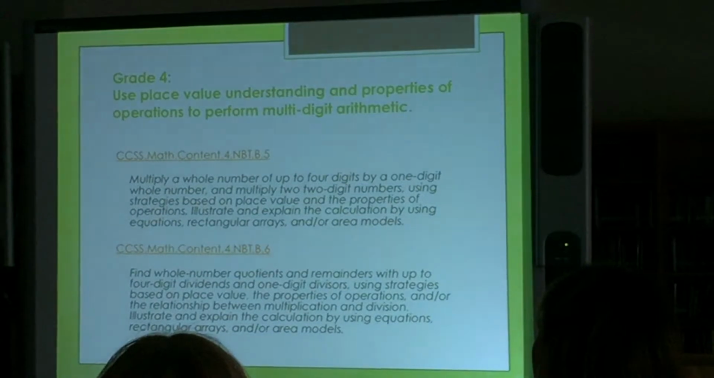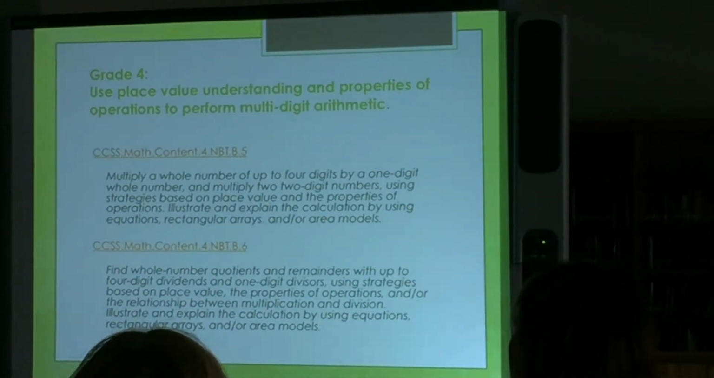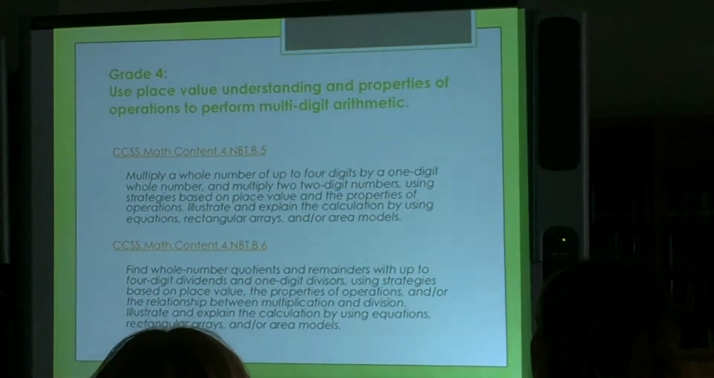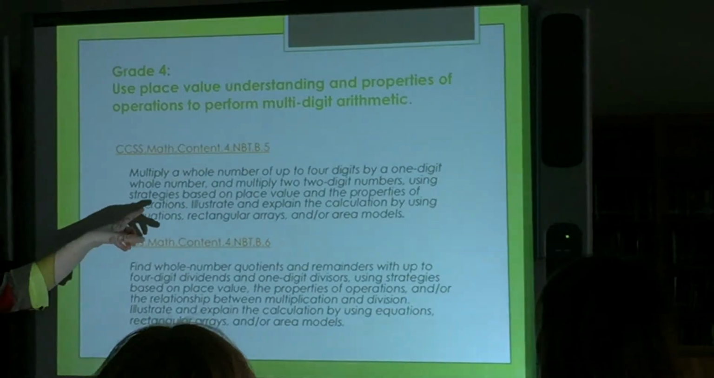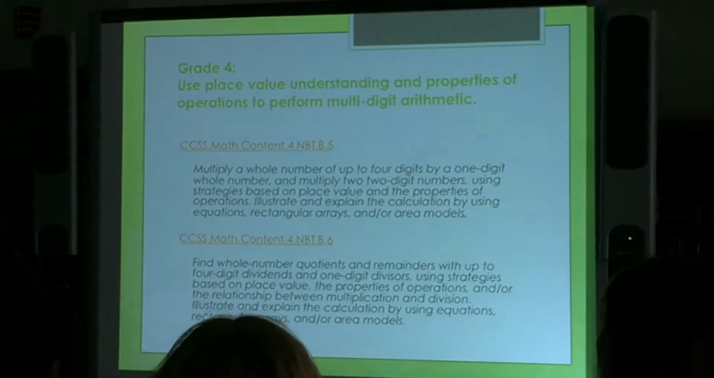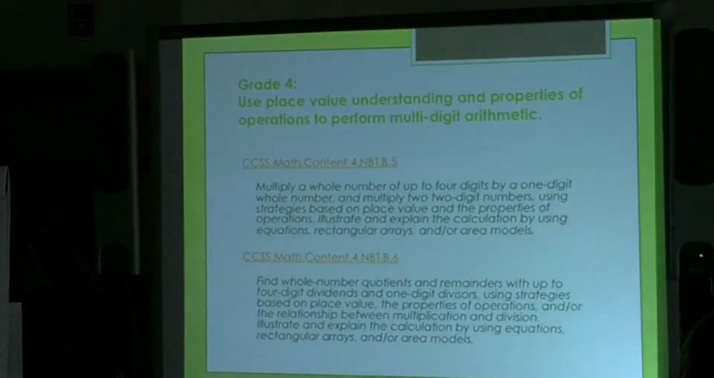So then in 4th grade, one of the standards is that they need to be able to multiply a 4-digit number by a 1-digit number, and any 2-digit number by a 2-digit number. And if you notice, it says strategies based on place value and the properties of operations. So those same properties that we just talked about in 3rd grade still apply in 4th grade.